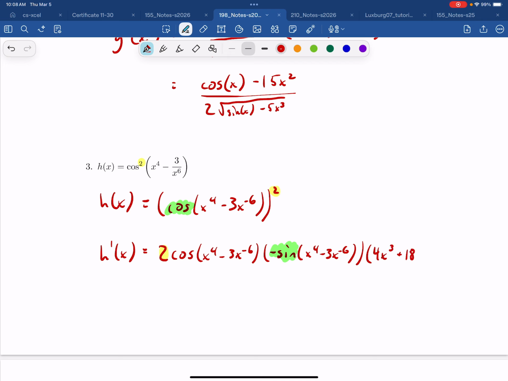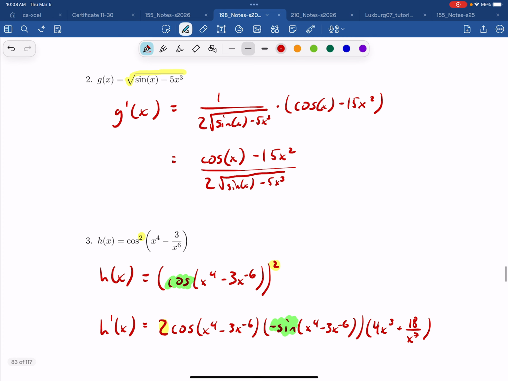So I guess that's plus 18x to the negative 7th, or if you'd rather write it this way, and probably yes. I think it's just a little nicer looking, that. And that's our answer. And those are our guided practice problems.